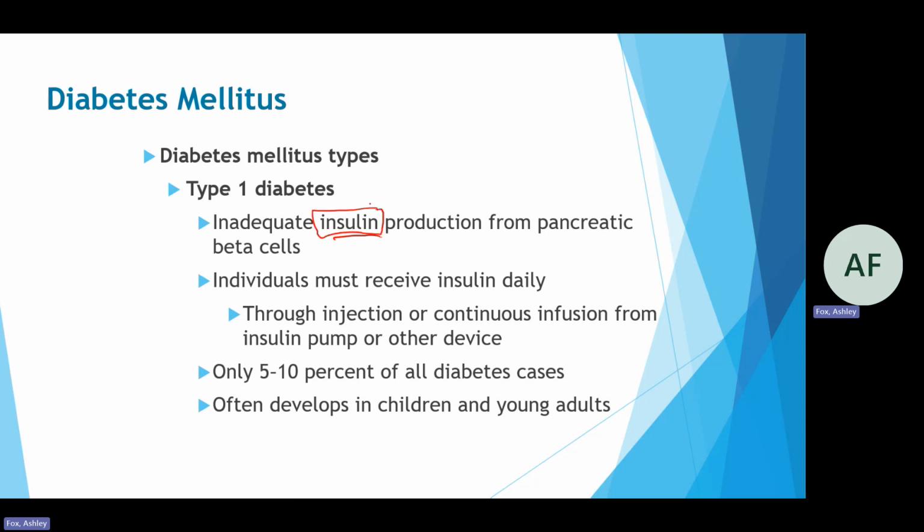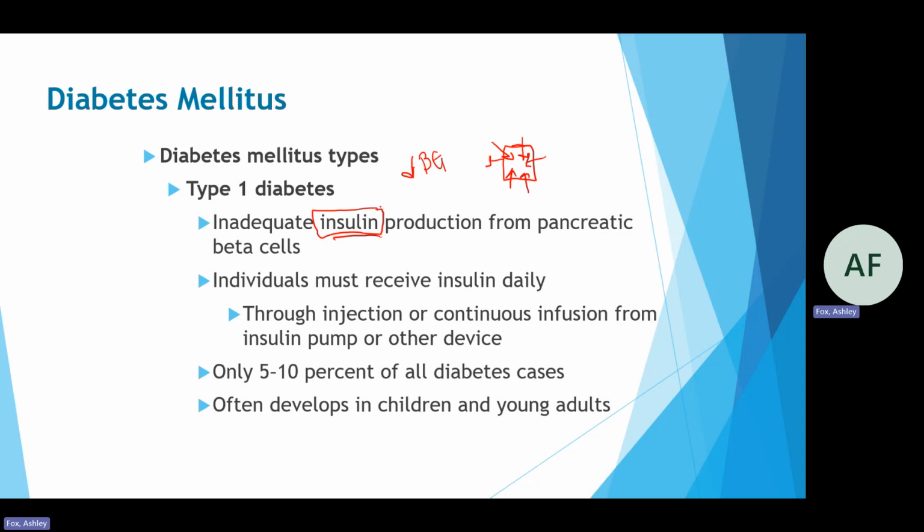If you don't make insulin, then you can't lower your blood glucose, because insulin is lowering your blood glucose by making it go inside the cells. If you don't have insulin to go to the receptors for glucose to go into the cell, then the cells aren't getting the glucose that they need.